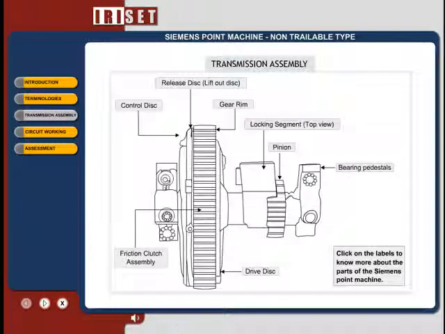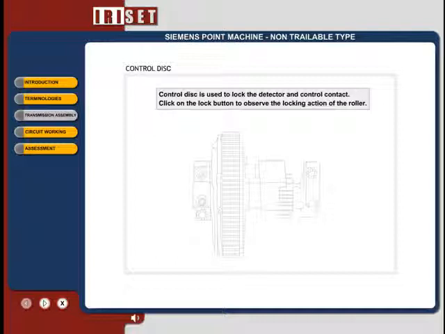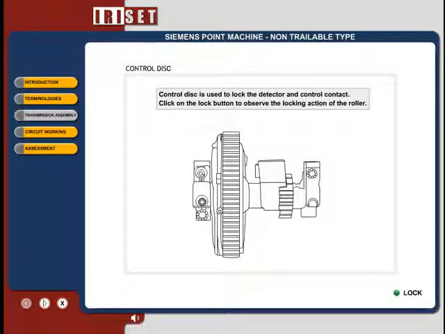Click on the labels to know more about the parts of the Siemens point machine. Control disc. Control disc is used to lock the detector and control contact. It locks the roller and gives more reliability to the detection contacts. A special feature of this disc is that it cannot actuate the roller upwards. Click on the lock button to observe the locking action of the roller.